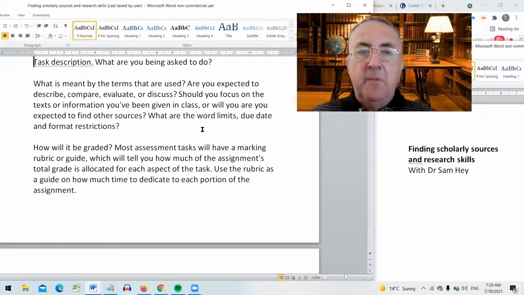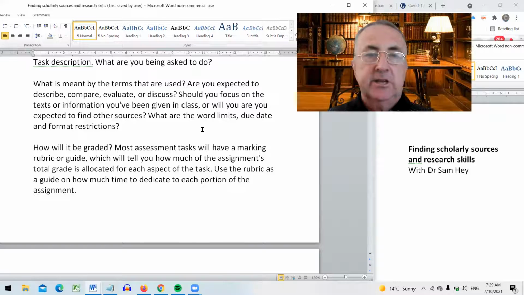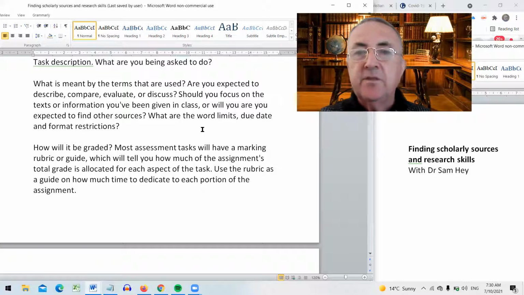And what's meant by the various words that are used to describe these tasks and ideas that you're being asked to look at? Should you focus on text, primary text themselves, or should you focus on information that you've been given? Are you expected to go much further? How many references and resources are you expected to use? And what are the word limits? What's the due date? What are the format restrictions that you're expected to give?